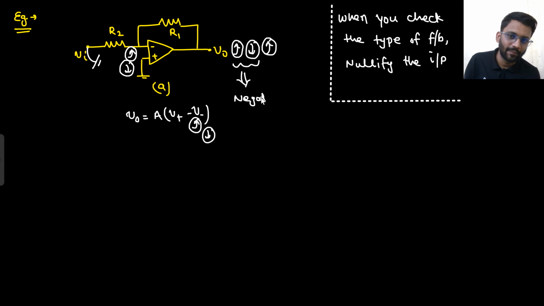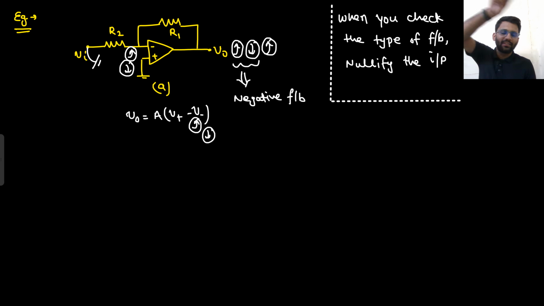Negative feedback. So this was actually a very easy example because people directly see that this is negative, so this has to be negative feedback because there is negative feedback connected. Sometimes people directly see it, but this is not a correct way. I will tell you a lot of examples where this method fails. Later on we will see all those examples.